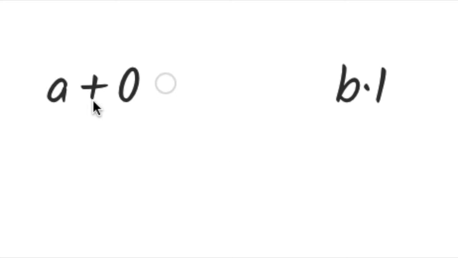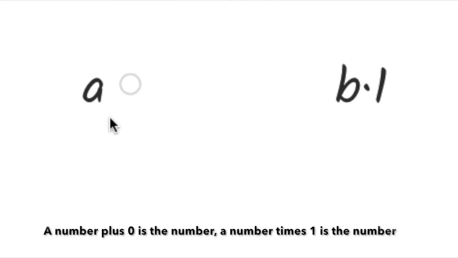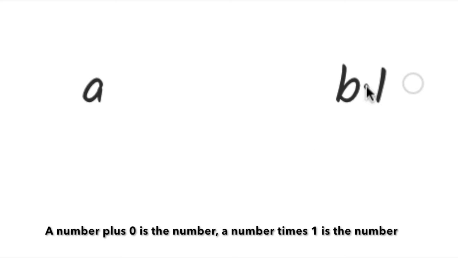Now let's talk about the identity properties. Remembering that we can click to add and multiply, we see that any number plus 0 is itself, and any number times 1 is itself.